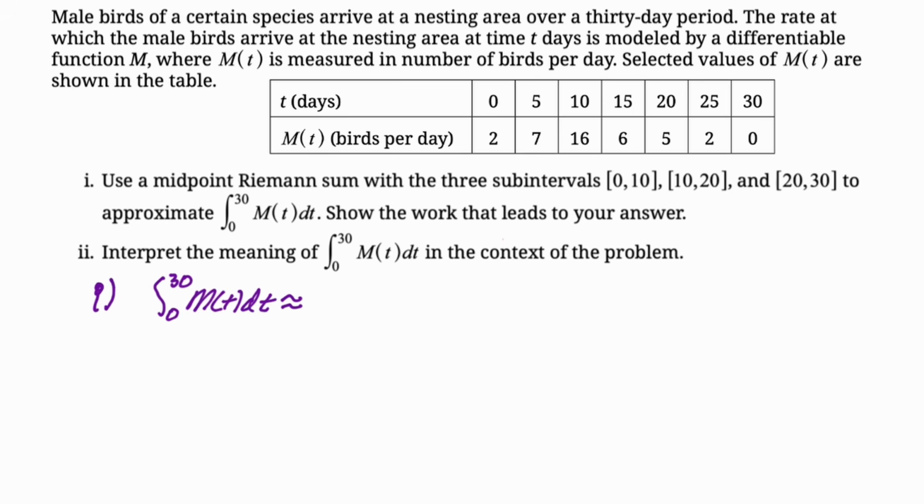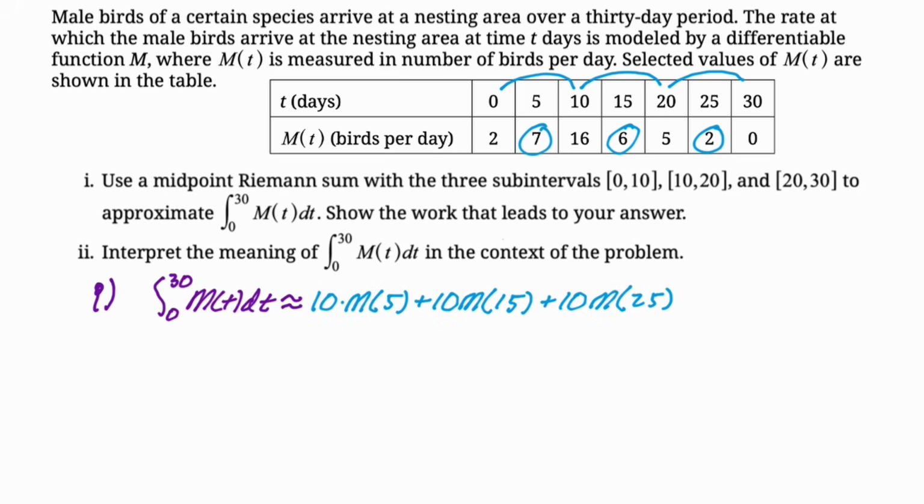It's got to be from 0 to 10. So if you go from 0 to 10, the midpoint is 5, so the height you'll use is 7. And then from 10 to 20, the midpoint is 15, so the height you're going to use is 6. And then from 20 to 30, the midpoint is 25, so the height that you use is 2. We can write this down. So what we're doing notationally is 10 times m of 5 plus 10 times m of 15 plus 10 times m of 25.